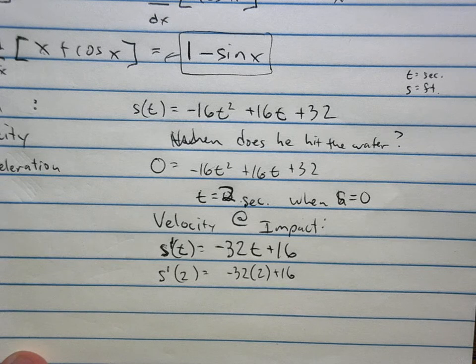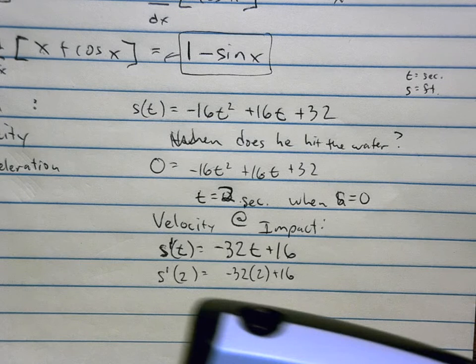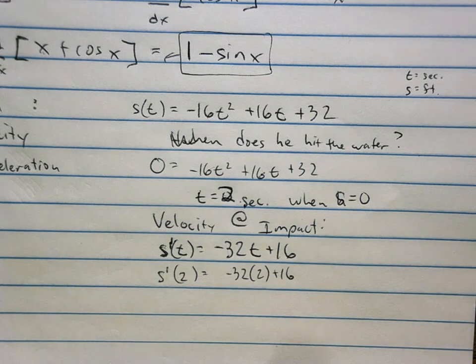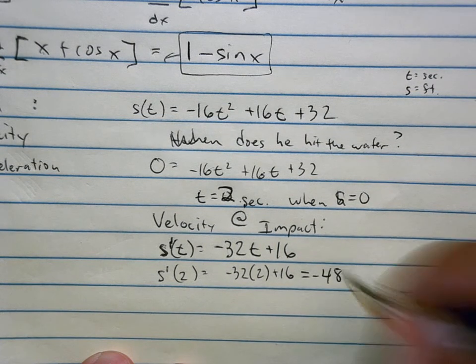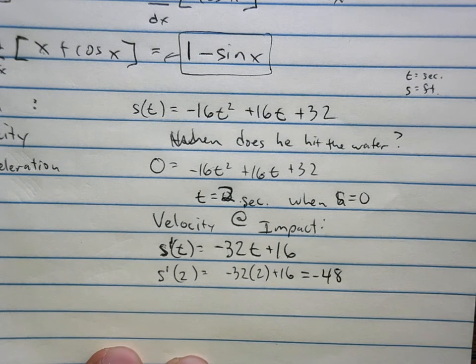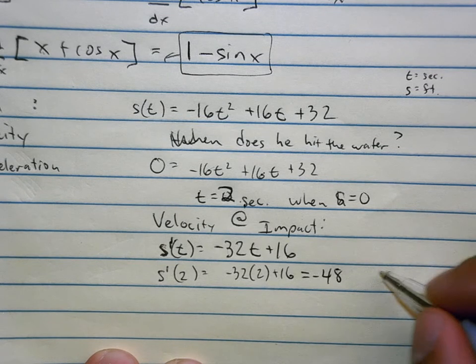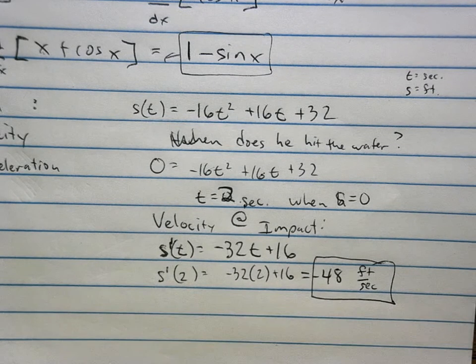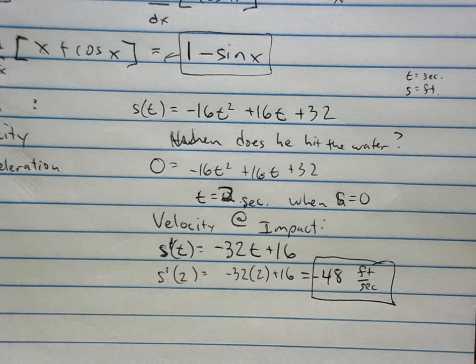Negative 64 plus 16 is? Negative 48. Why is it negative? Is the diver going up or down? Yeah. So that's the reason it's negative. And this is negative 48 feet per second. That's how fast the diver is traveling at that instant. That's the instantaneous velocity, not the average velocity.